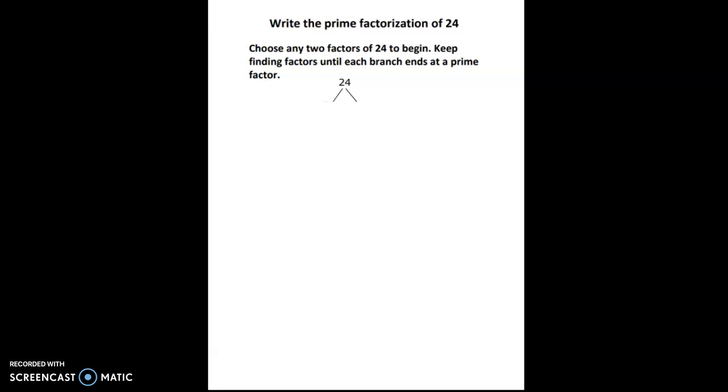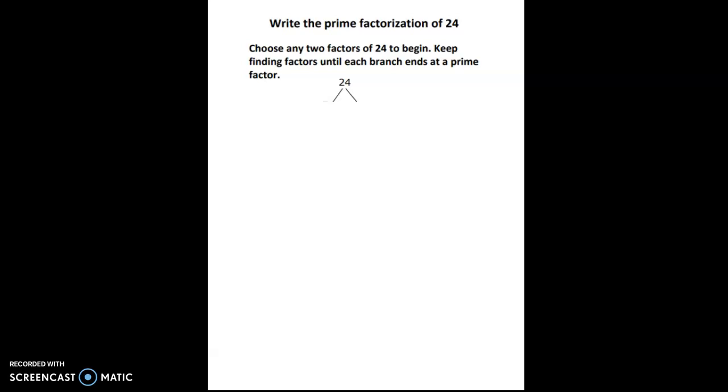To use a factor tree, choose any two factors of 24. Keep finding factors until each branch ends at a prime factor. Circle those factors so you remember which numbers are your prime and which ones you need to continue branching.